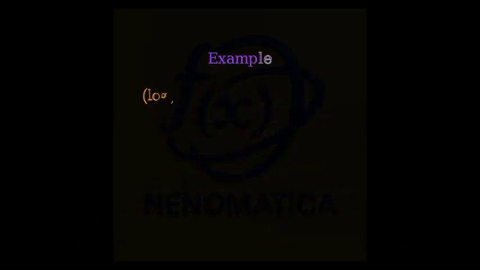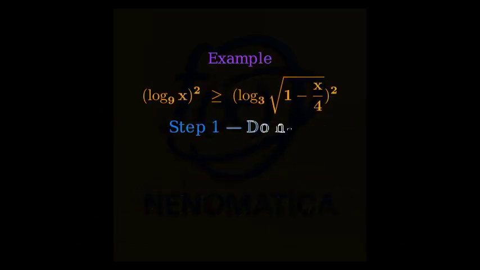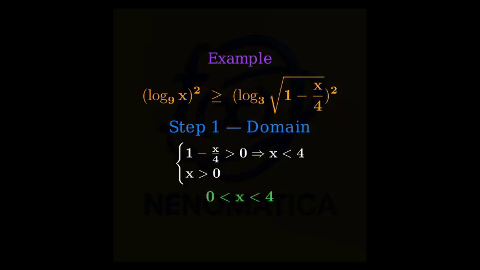Example: first, here is the problem. Step 1. Determine the domain. We need the arguments of both logarithms to be positive. From (1 minus x over 4) bigger than 0, we get x less than 4, and from log base 9 of x, we get x bigger than 0. Together the domain is 0 less than x less than 4.